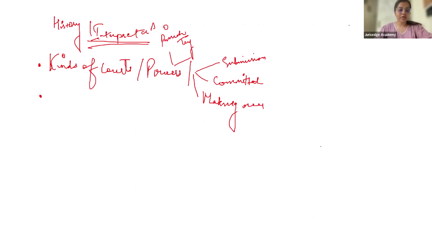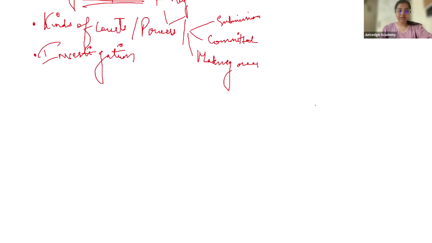Then we jumped to the investigation part. So what happens? Let's understand it from here. Suppose an offense is committed. We all know the person goes to the police station. The police officer lodges an FIR if it is a cognizable case. I'm talking about a cognizable case only here now.